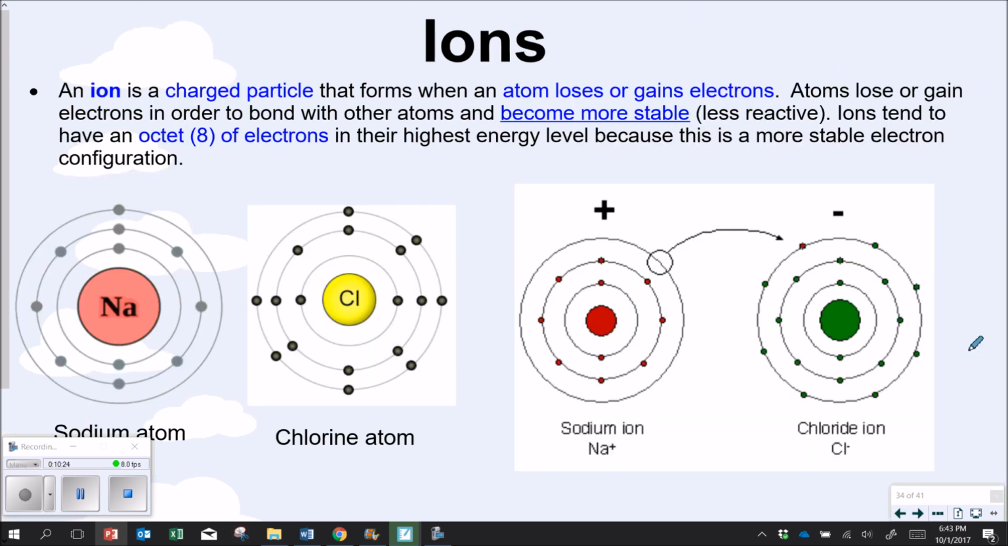Remember that an ion is a charged particle that forms when an atom loses or gains electrons. Atoms lose or gain electrons in order to bond with other atoms and become more stable or less reactive.